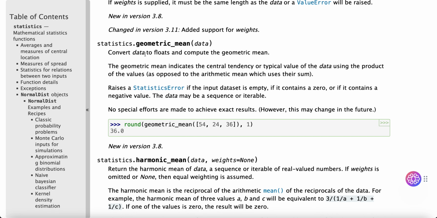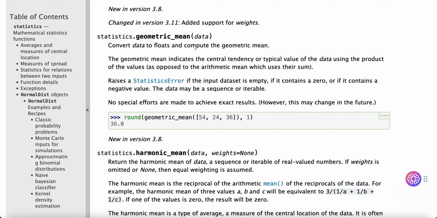statistics.geometric_mean(data). Convert data to floats and compute the geometric mean. The geometric mean indicates the central tendency or typical value of the data using the product of values as opposed to the arithmetic mean, which uses their sum. Raises StatisticsError if the input dataset is empty, if it contains 0, or if it contains a negative value. The data may be a sequence or iterable. No special efforts are made to achieve exact results. However, this may change in the future.